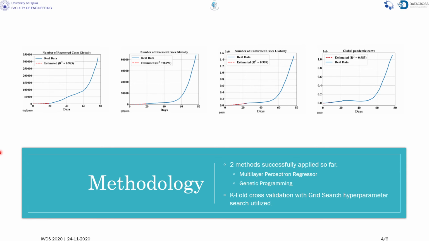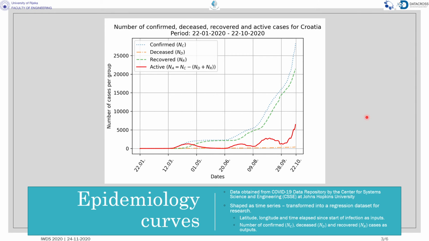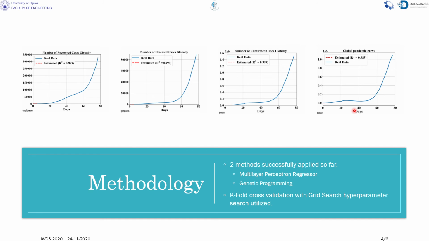Both of these methods can only regress a single value, so 3 different models for recovered, deceased, and confirmed cases are developed, and then their outputs are used per this equation to calculate the epidemiology curve.